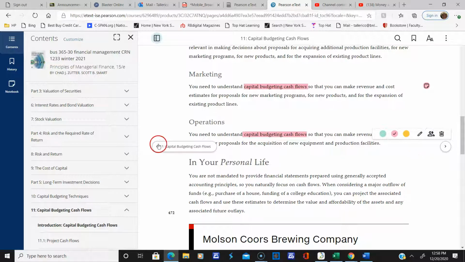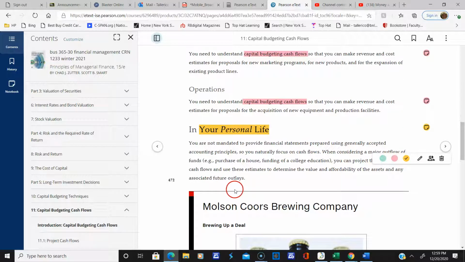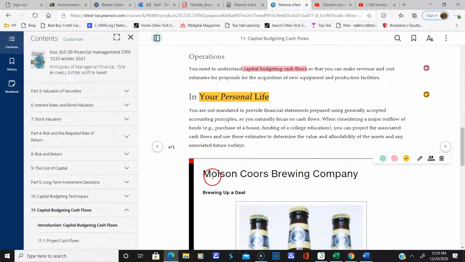All right, and another thing right here in your personal life. You are not mandated to provide financial statements prepared using generally accepted accounting principles, so you naturally focus on cash flows. When considering a major outflow of funds in your personal life, of course, purchase of a house, funding of a college education, you can project the associated cash flows and use these estimates to determine the value and affordability of the assets and any other associated future outlays.